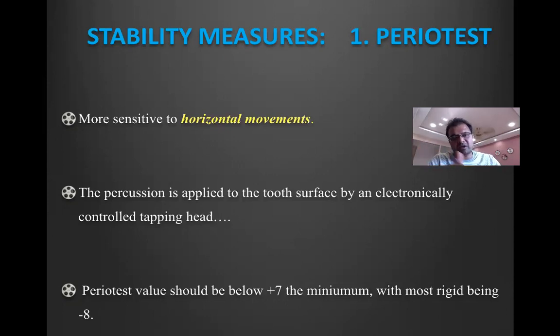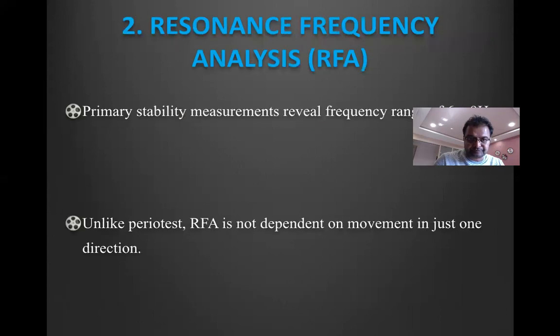So anywhere in the range of 0 to 1 would be something like grade 1. Something more than that, like +2, +3, +4, would be grade 2, and 7 or more would be a very mobile tooth, like grade 3 mobile. So it gives a very specific reading, and based upon this reading, you can say whether the tooth should stay in the mouth or should be extracted out of the socket.